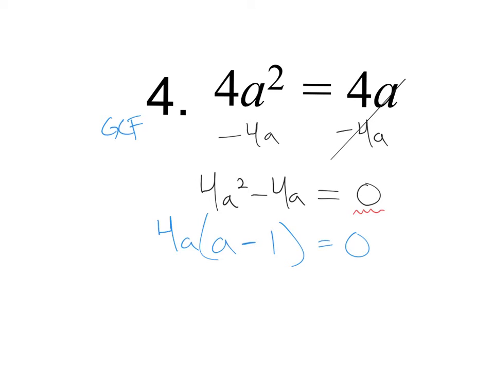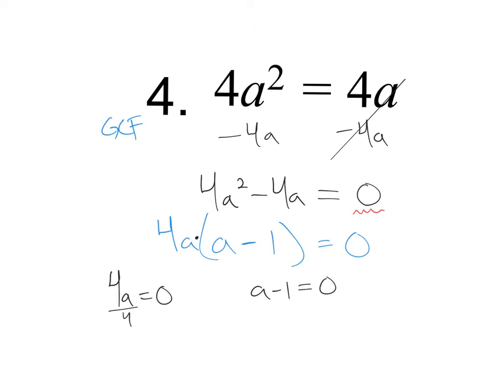And then now we're going to set each of these factors equal to 0. So remember that these things are being multiplied together. So both of these are factors. So here we're going to set the first factor 4a equal to 0, and then set our second factor a minus 1 equal to 0.